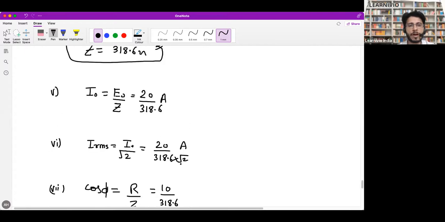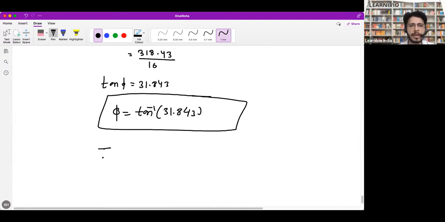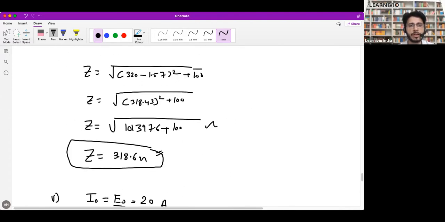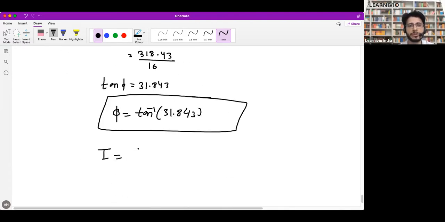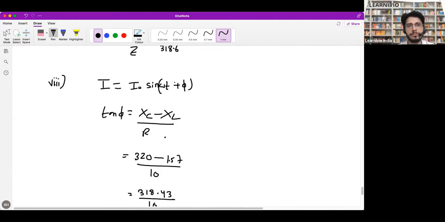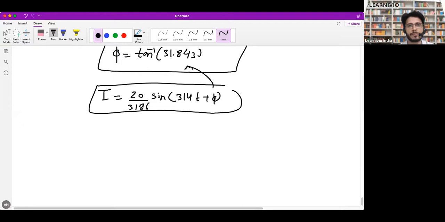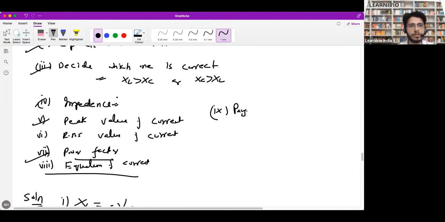So once you have phi, now this is over. Just keep on substituting the values. How much is I naught? I naught is 20 by 318.6. Sine omega t is 314 t plus phi. This is your phi. Okay, so this is also done.